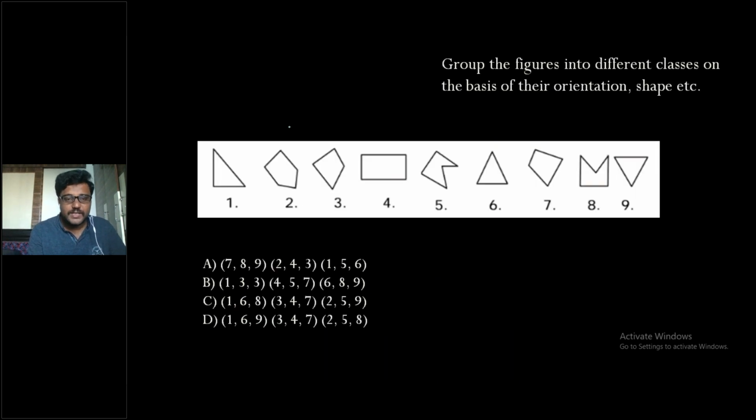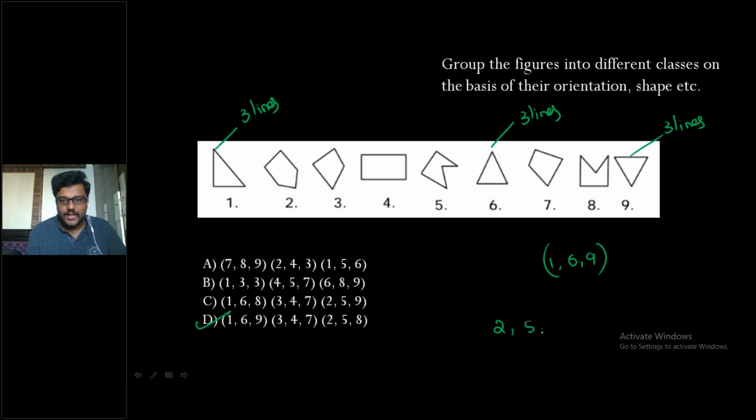Now here, if you observe, they have given 9 diagrams. This is 3 lines or 3 sides. 3 lines or 3 sides. 3 lines or 3 sides. We can group 1, 6, 9 in one go. I think that's there only in one option. What about 2? Okay, 5 as well as 8.